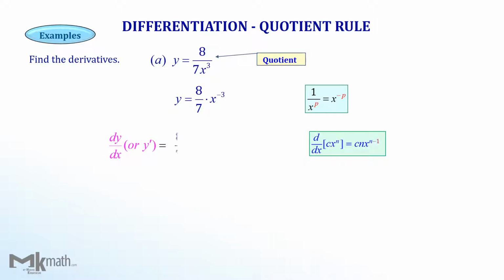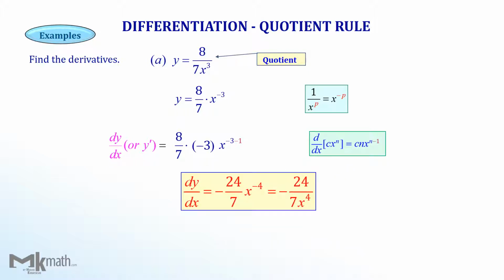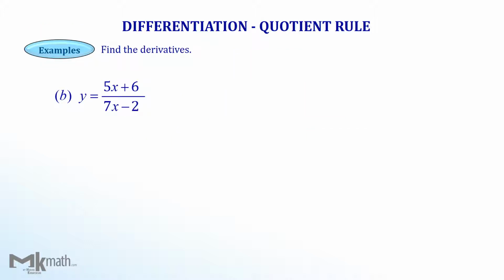Keep the constant 8 over 7 times the power of -3 as the coefficient, and the power should be subtracted by 1 to get -24 over 7 x to the power of -4, or we could bring the function down to maintain the same form as the original function. Let's take a look at the second example.